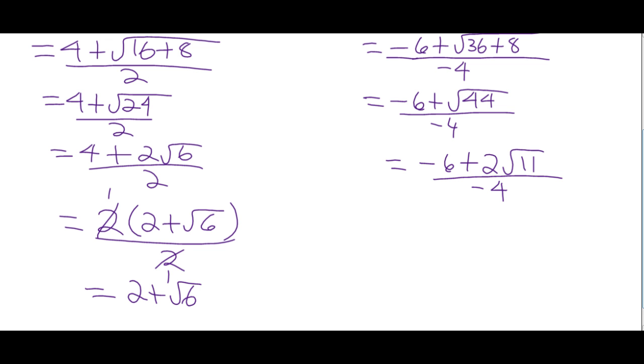You all right with 2 root 11? Where'd it come from? 44 is 4 times 11. The root of 4 is 2, right? So it's the root of 4 times 11, which is root 4 root 11, which is 2 root 11.